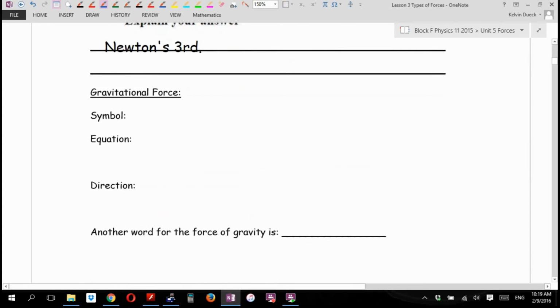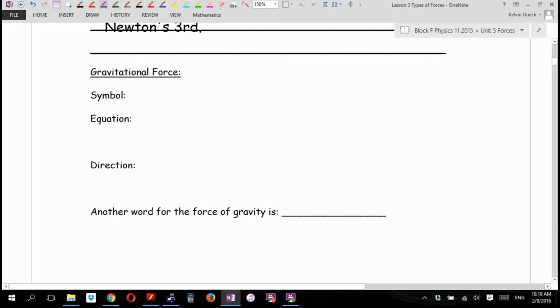Ready? Gravity. Gravitational force. Symbol: capital F for force with a little g. That's my symbol.